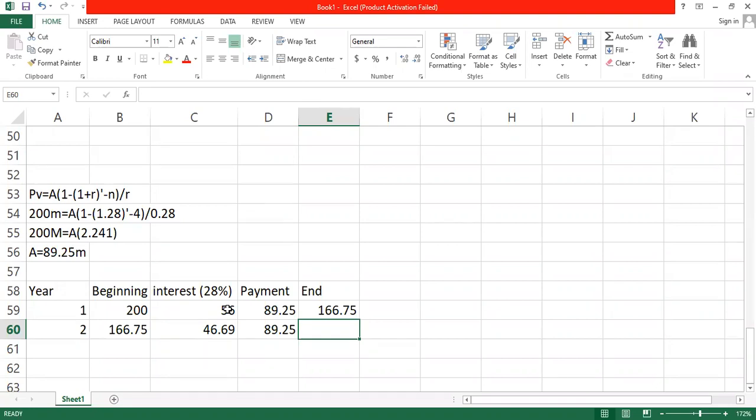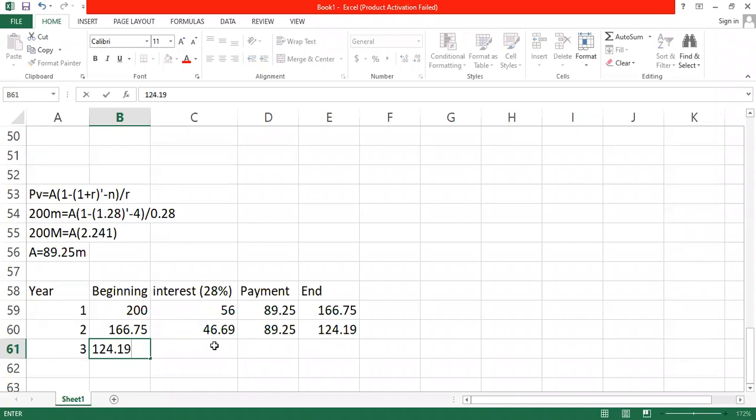So let's go. We have 166.75 plus 46.69 minus what? 89 point what? 25, which is 124.19. So 124.19. Okay, so at the beginning of year 3, how much will you be having as a balance you are owing the bank? Is 124 point what? 124.